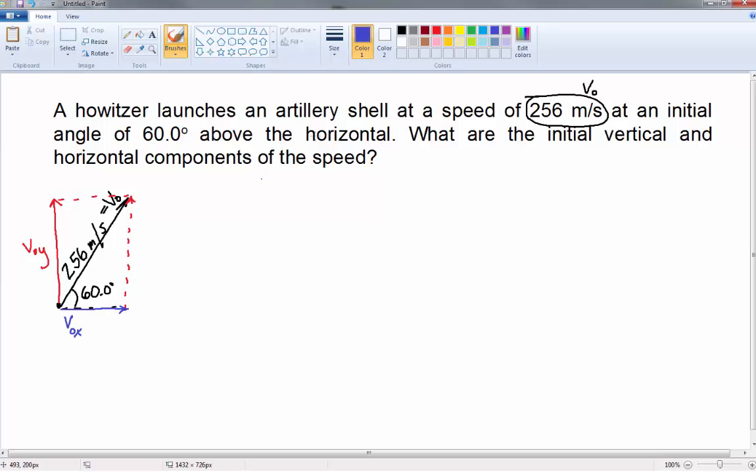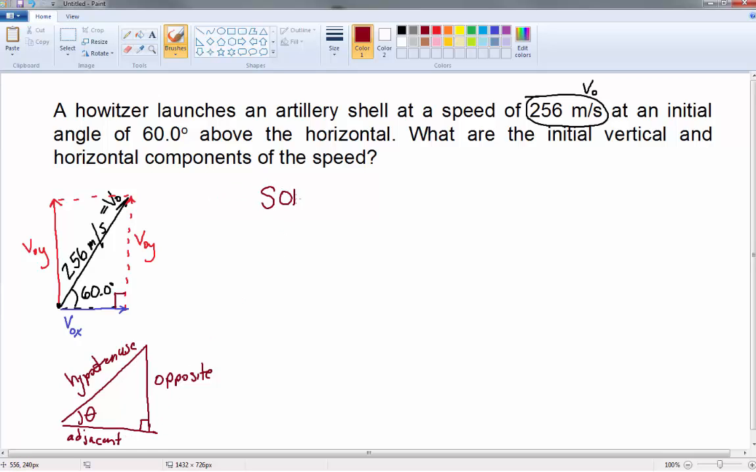And so this makes a right triangle. You can see that this right here is a right angle, 90 degrees. And this right here is equivalent to V0y. For any right triangle, in general, you can use the identity SOHCAHTOA. So this right here is the hypotenuse. Here's your angle theta. Here's your right angle. This is the side opposite to theta, and this is the side adjacent to theta.